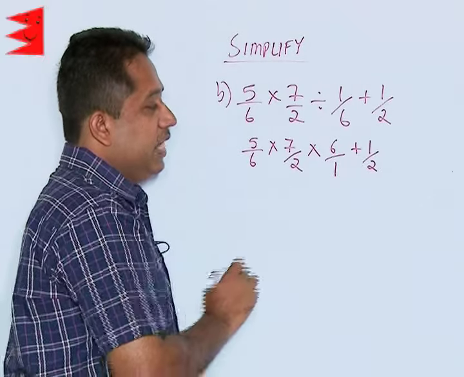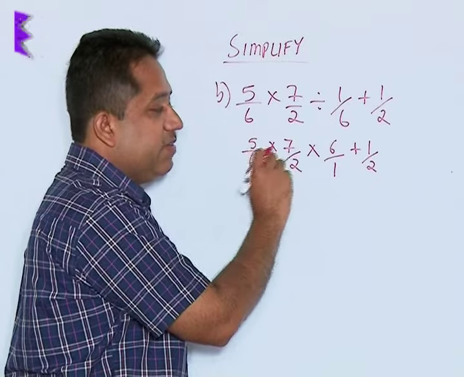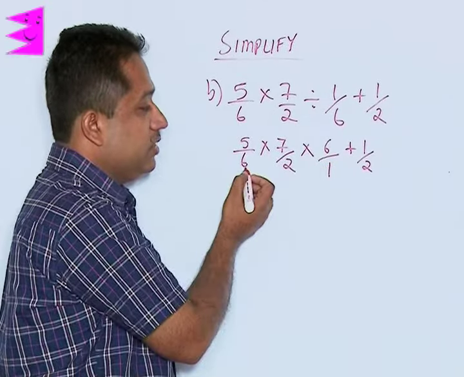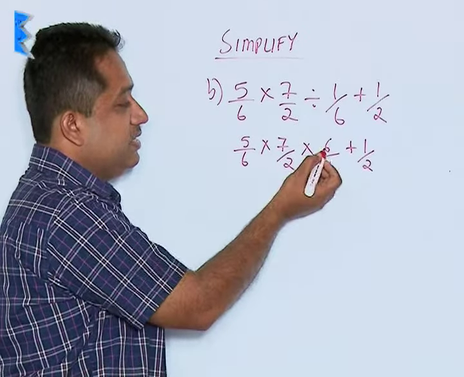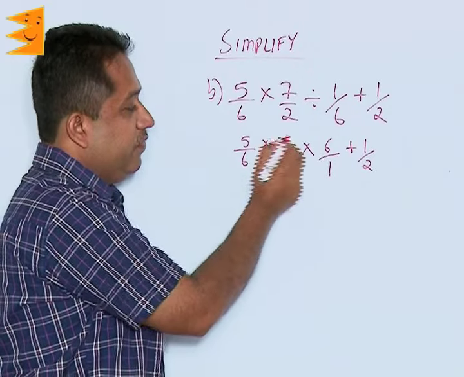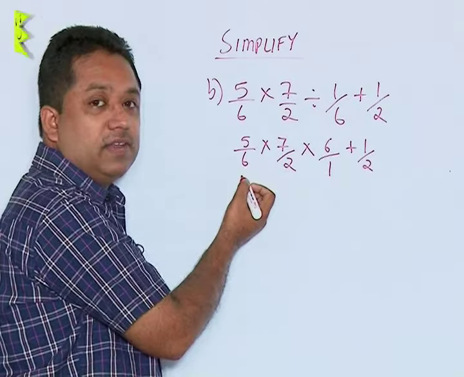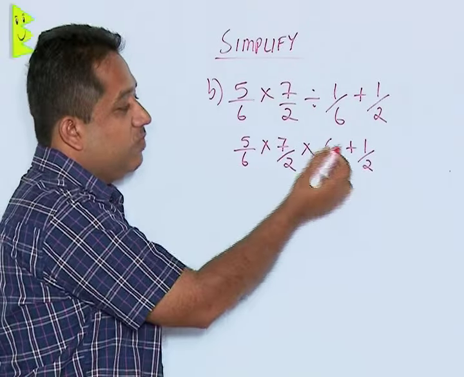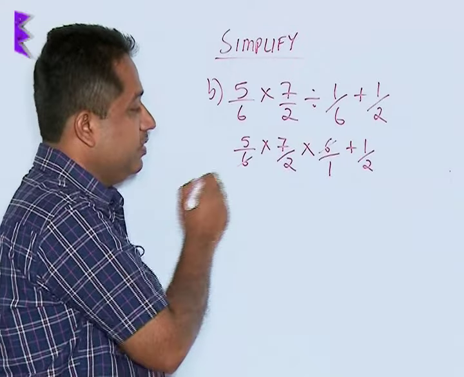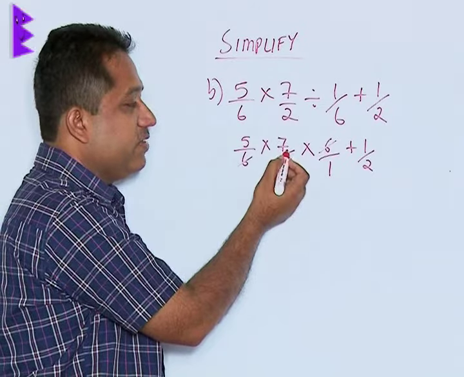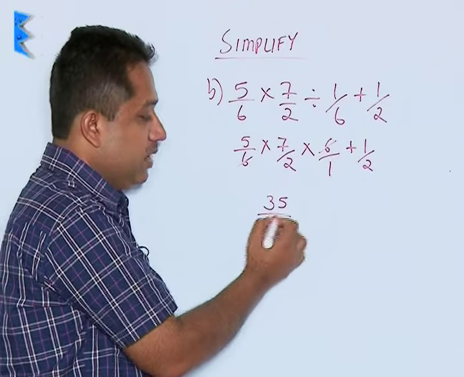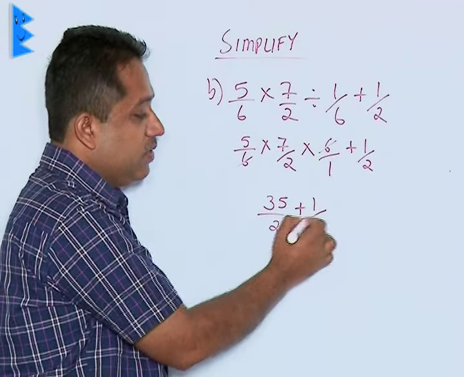Now, according to the BODMAS rule, again we have multiplication before addition. So, we are going to solve the multiplication part first. Here we can find that 6 is there in the numerator and denominator. So, before multiplication, it is a good idea, if there are common terms, to cancel them, so that the process of simplifying becomes easier. So, here we can cancel out the 6. What happens is we are left with only 5 and 7 in the numerator, that becomes 35, and here we have 2 into 1, that becomes 2, plus 1 by 2.